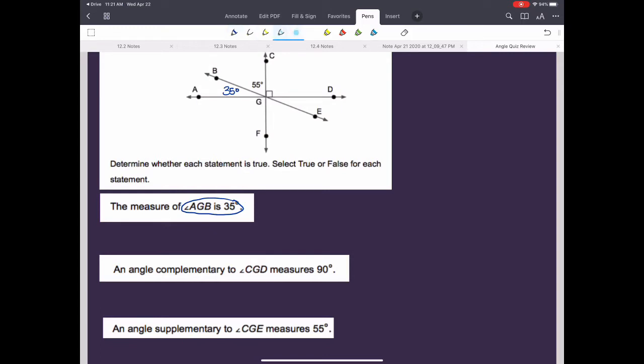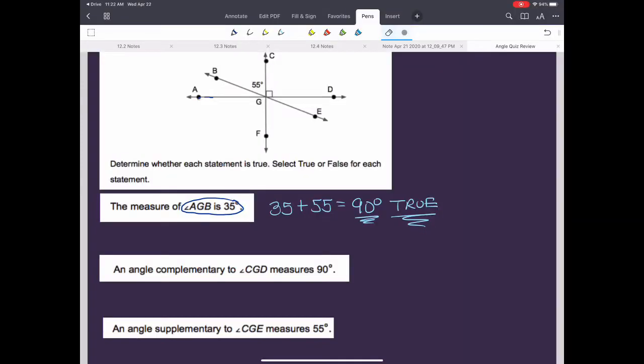What I see here is that there's a 90-degree angle right there. So this has to also be 90 degrees because it's part of this linear pair, which is 180. Then all you have to do is check it out. Does 35 plus 55 equal 90? And it does. So that would be true.